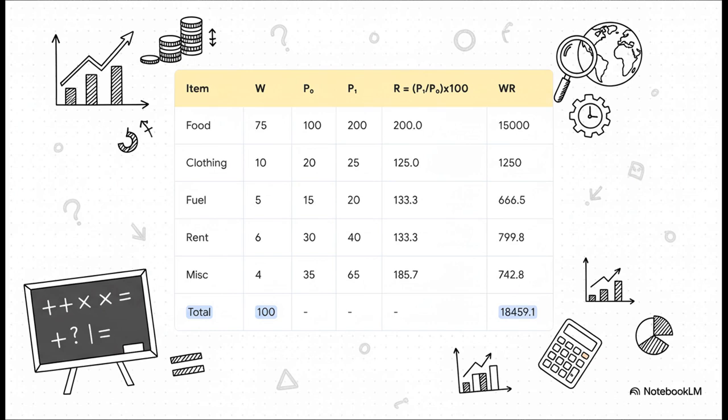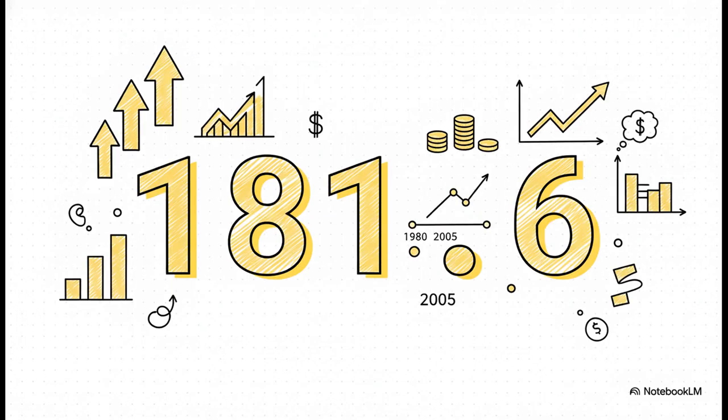The first step is to calculate the price relative for each item. That's just a simple index for each item individually. New price P1 divided by old price P0, multiplied by 100. You see that in column R. Next, we multiply that price relative, R, by its given weight, W, to get the final column, WR. The last step is to add up everything in the WR column and divide it by the total of all the weights. And we get the final answer, 181.6. What does this mean? It means the cost of living increased by 81.6% from 1980 to 2005. See, it's so easy once you know the steps.